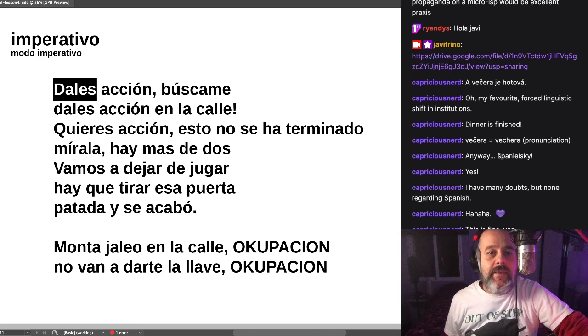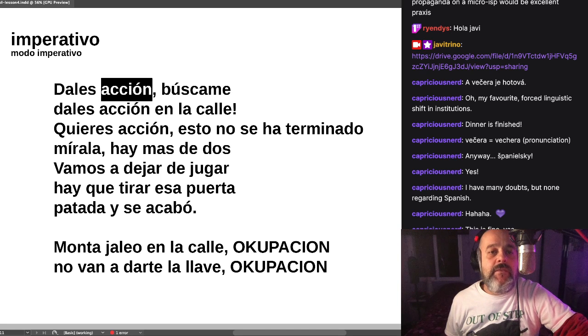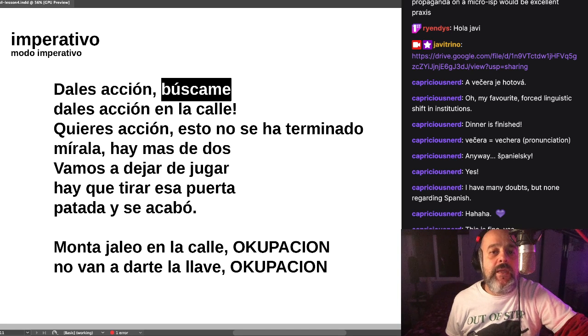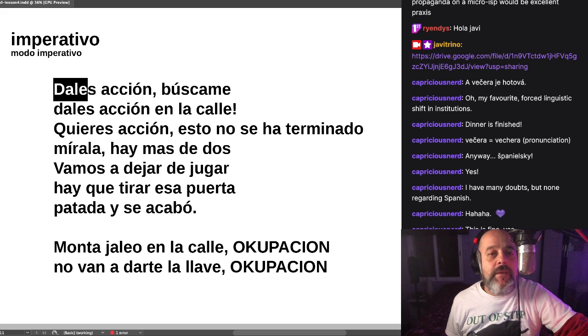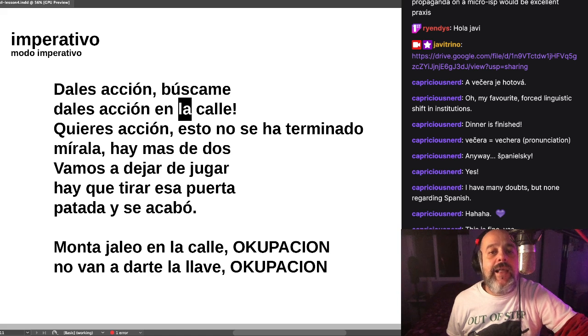So dales, give them. Again, da is give, imperative, and les is to them. So dales is give them. Acción, give them action. Look for me. Give them action. Look for me. Dales acción. Búscame. Dales acción en la calle.